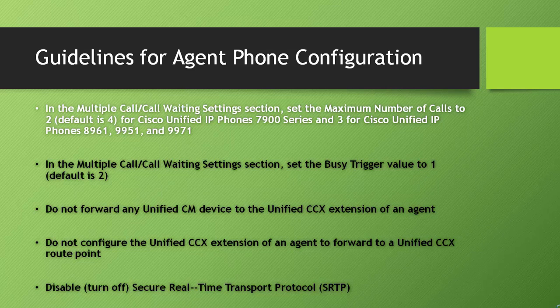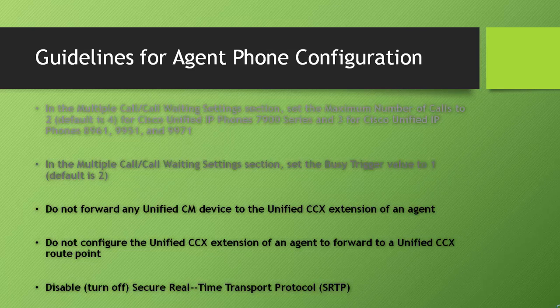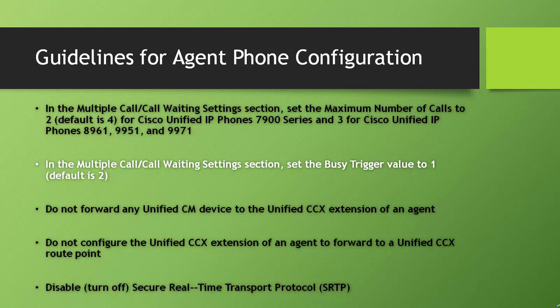And this is for Cisco Unified IP Phone 7900 series. When you configure Unified IP phones like the 8900 series or 9900 series, you have to set the maximum number of calls to 3. Also under the same section, you would see the busy trigger value, and you have to set that to 1. By default, it's set to 2. For all models, you have to set the value to 1.